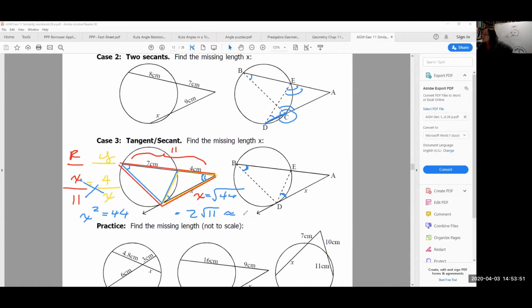So just make sure that you take a quick look at what you've done and test it for reasonableness. If I had a number here that was bigger than 11, obviously something would have been wrong. So this should get you going on the problems in the homework, all right?